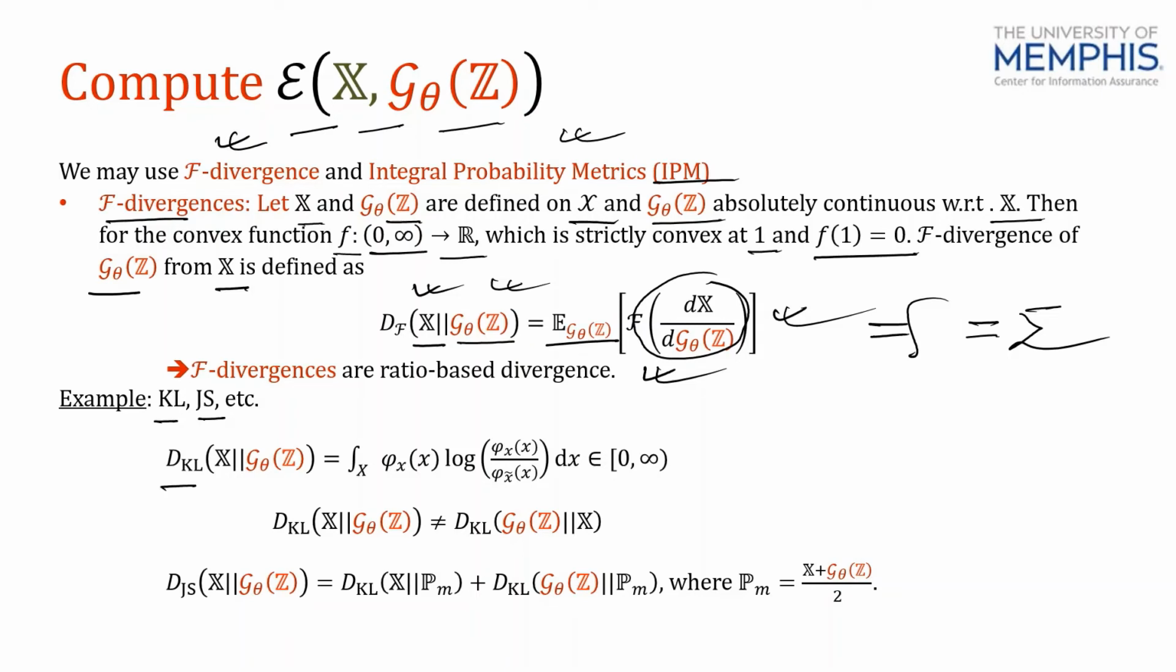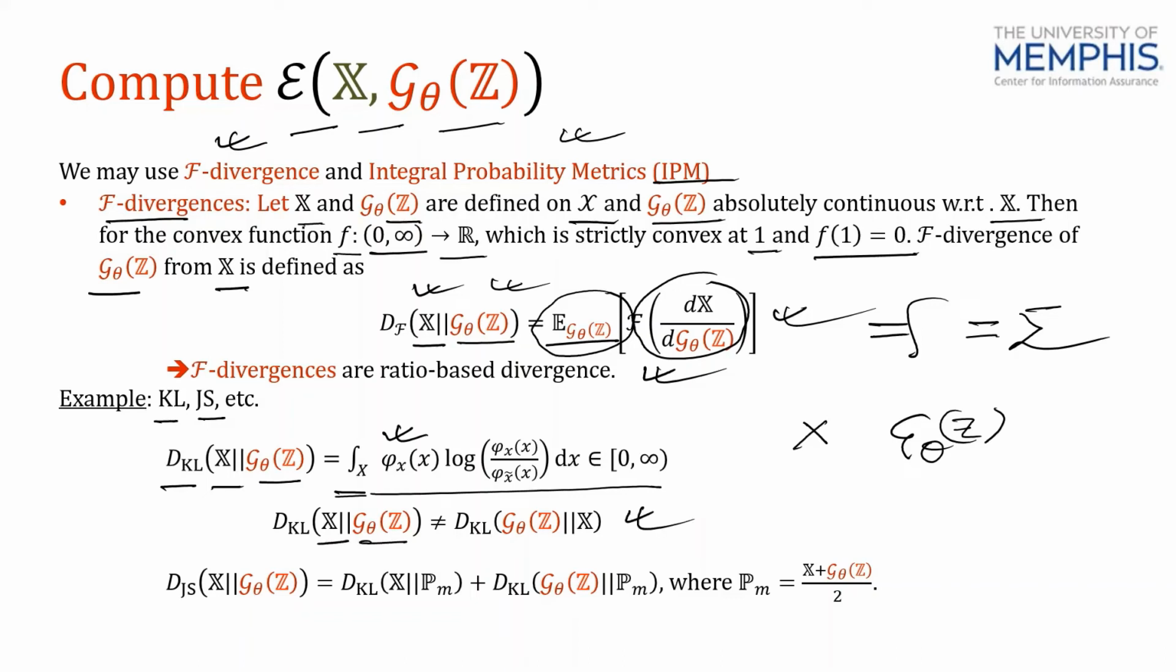Now, KL divergence of g theta from x is defined as this quantity, where phi x is the probability density function of x. Since we assume that x and g both are continuous, that's why we replace this expectation by this integration. Now, this phi x is the probability density function of x, and phi x tilde is the probability density function of g theta z. We saw it in the previous slides. Now, KL divergence is not symmetric. That means KL divergence of g theta from x is not the same as the KL divergence of x from g theta.